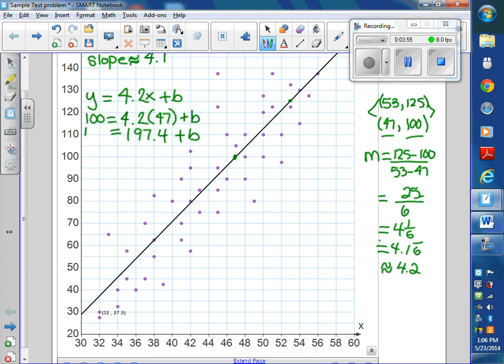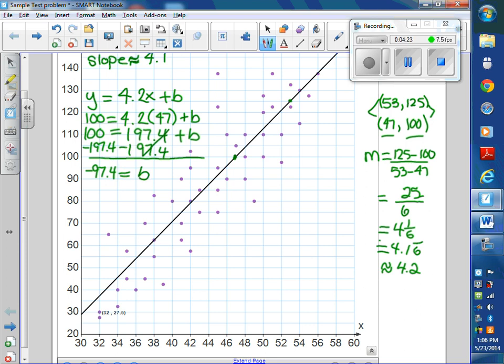Okay. So now subtract 197 from both sides. 0.4, I'm sorry. And you get, what do you get? Negative 97.4. Negative 97.4, correct. And over here you have b, right?